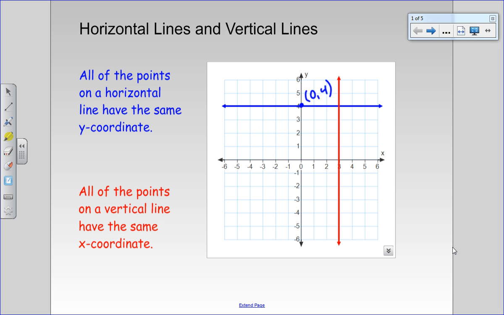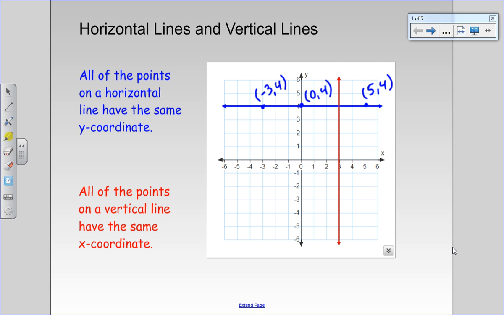It also passes through the point (5, 4), and the point (-3, 4), as well as many other points, all having that same y-coordinate of 4. By contrast, a vertical line on the coordinate plane runs parallel to the y-axis. The red line shown on the graph is an example of a vertical line.